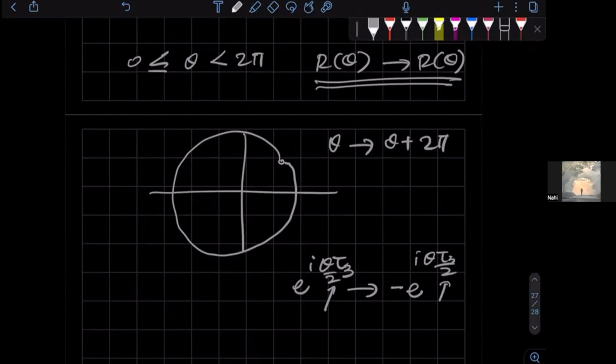So does that also explain the double covering property? Exactly. Yeah, that's related to the double covering property.